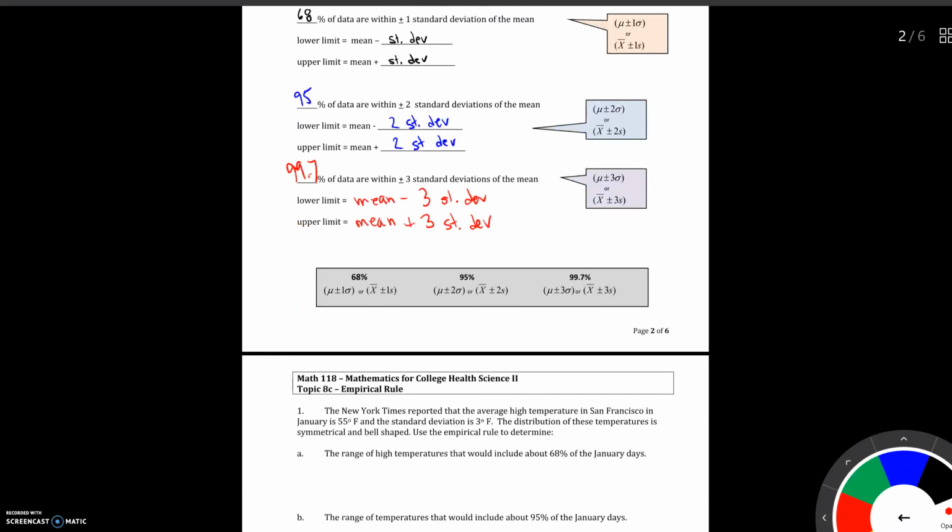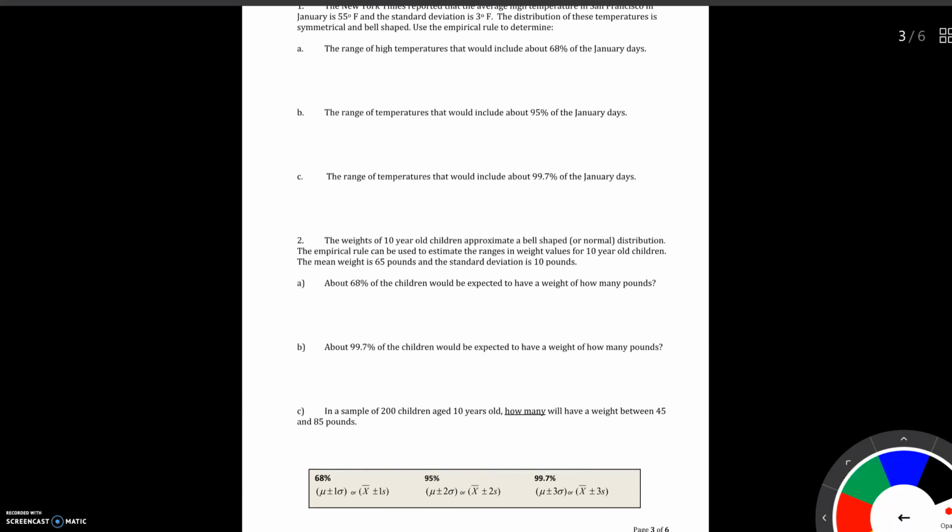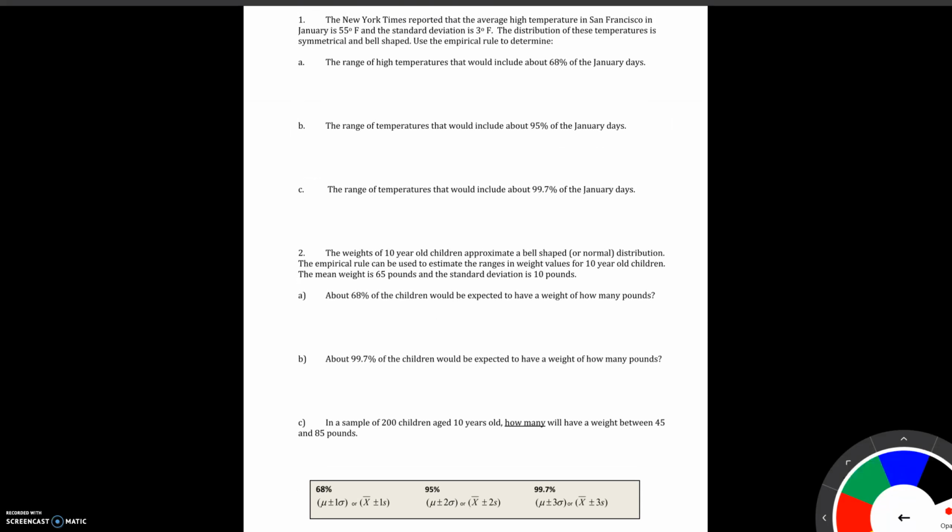That rule is summarized on the following pages. You might want to put it on your formula sheets for the final test. Let's look at a few examples.